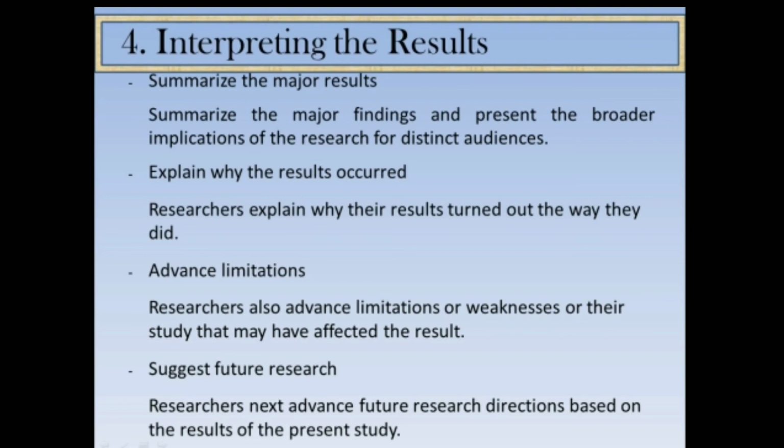After the summary, researchers explain why their results turned out the way they did. Often this explanation is based on returning to predictions made from a theory or conceptual framework that guided the development of research questions or hypotheses. And then advance limitations. Researchers also advance limitations or weaknesses of their study that may have affected the results.